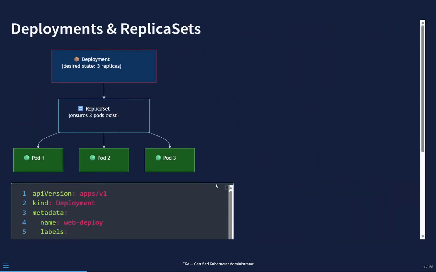Next. In practice, you almost never create pods directly. You create deployments. Look at the diagram. A deployment defines your desired state. I want 3 replicas of this application. The deployment creates a replica set, which is responsible for ensuring exactly 3 pods exist at all times. If a pod crashes, the replica set controller notices and creates a replacement automatically.